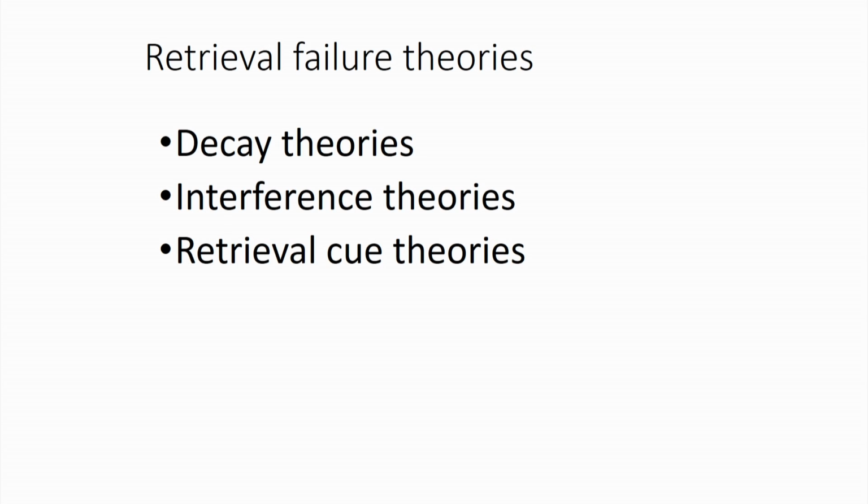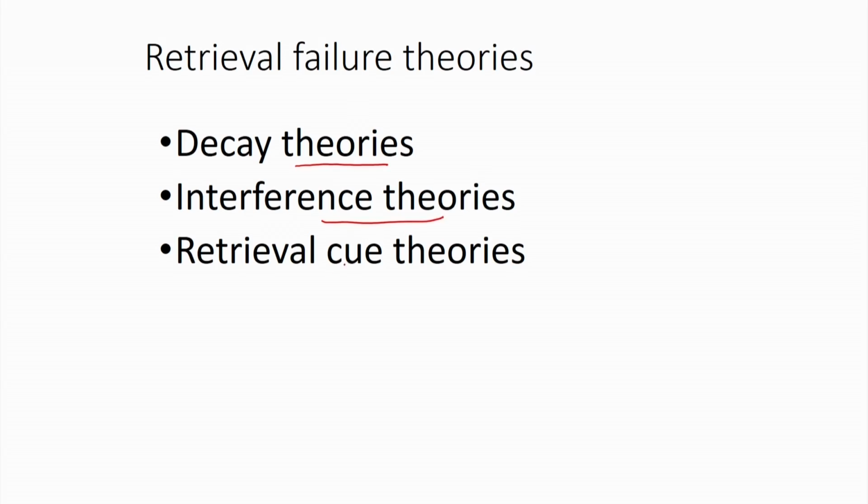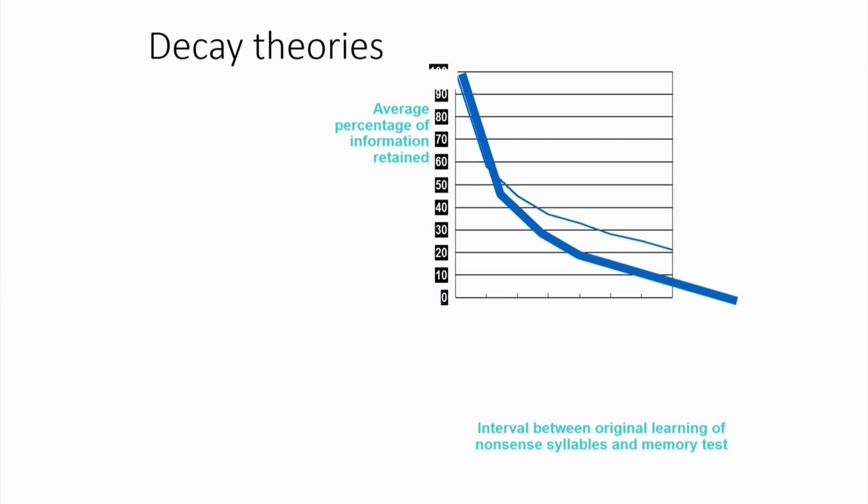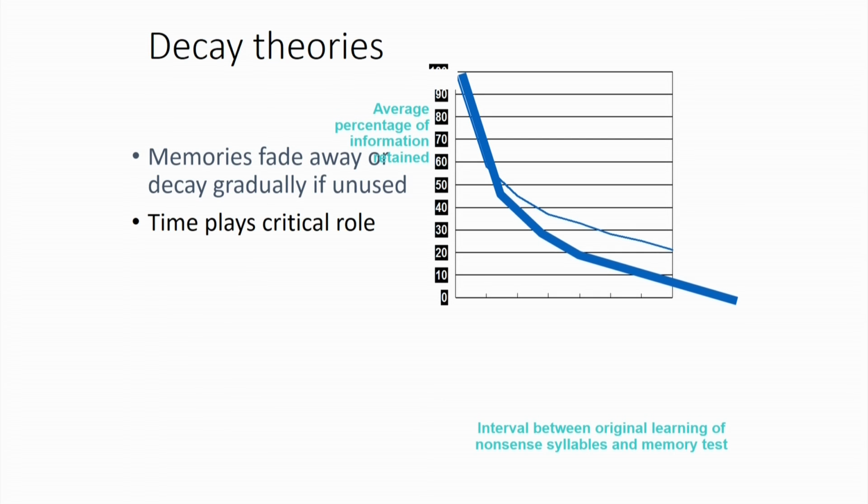So, there are 3 theories from the retrieval failure section: the decay theory, the interference theory, and the retrieval cue theory. Let us start with the decay theory first. What does the decay theory actually say? This is basically the average percentage of information retrieved against the interval between original learning of nonsense syllables and the memory test, which is something like the Ebbinghaus CVC paradigm. He looked at trigrams, and this is the curve.